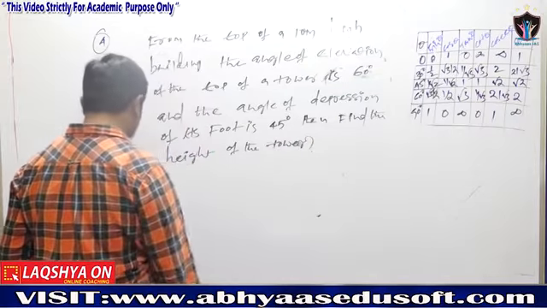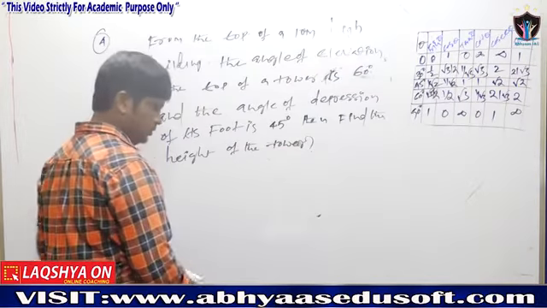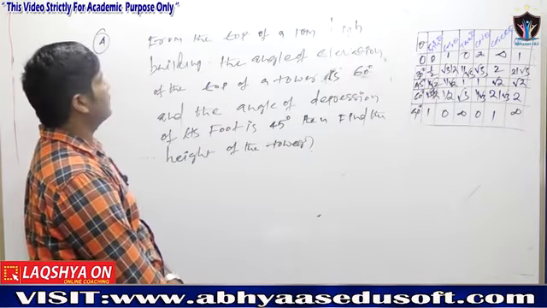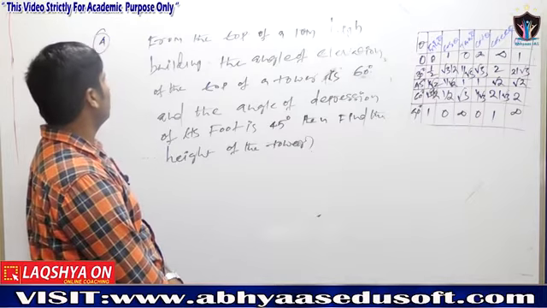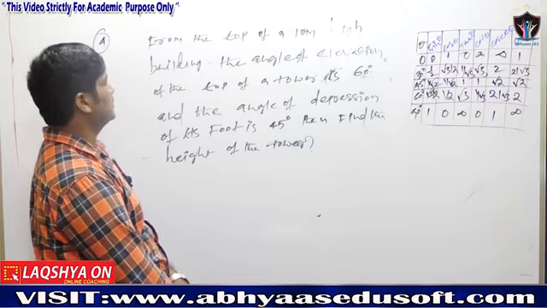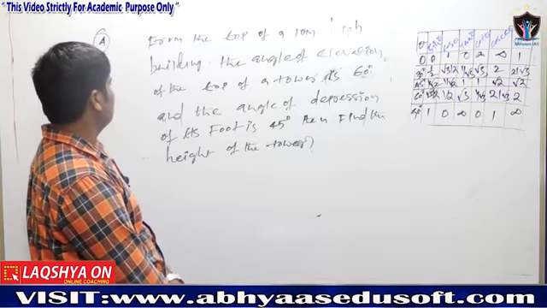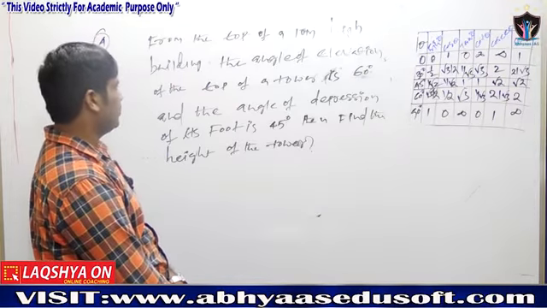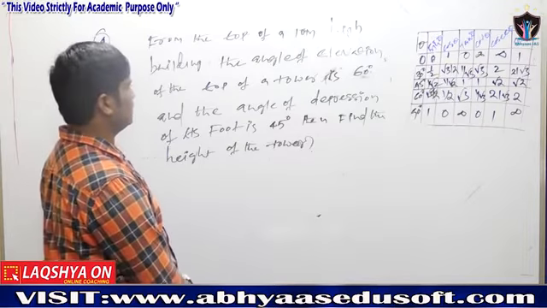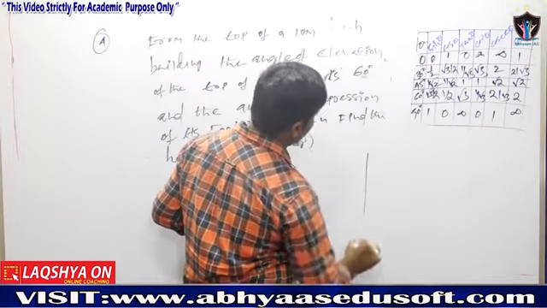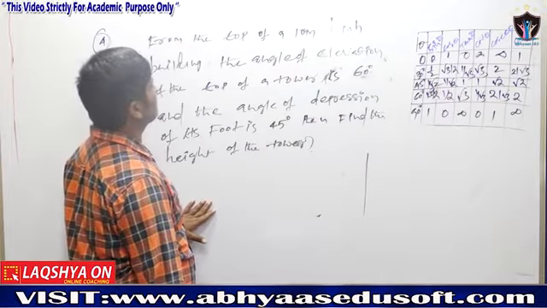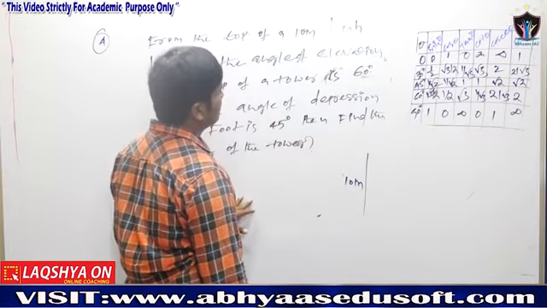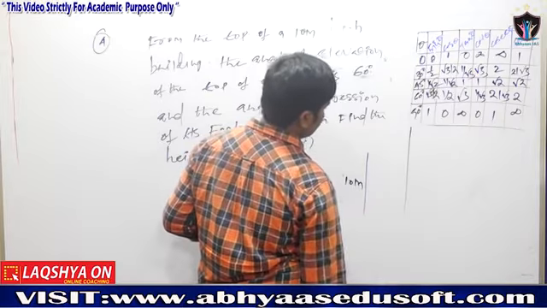Then find the height of the tower we can take here. So now let us take: from the top of a 10 meters high building, the angle of elevation of the top of a tower is 60 degrees and the angle of depression of its foot is 45 degrees. Then find the height of the tower. So when we take from the top of a 10 meters high building, here the height of the building is 10 meters. Then we can take the tower.